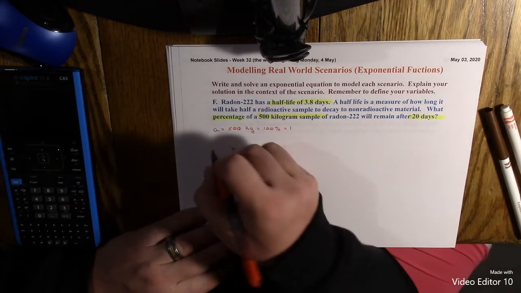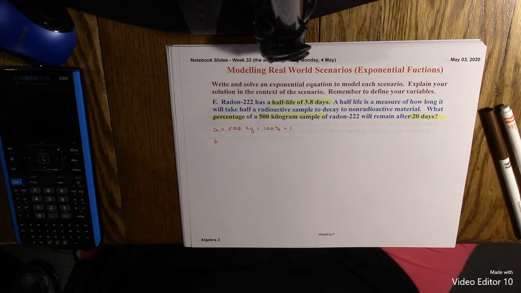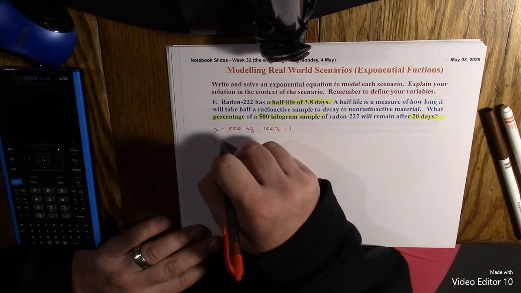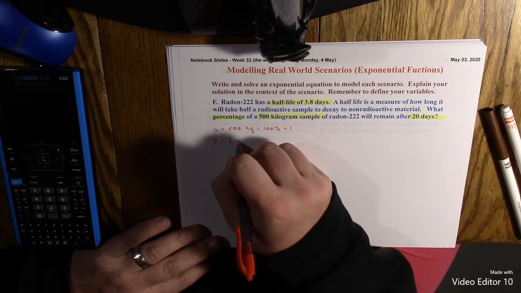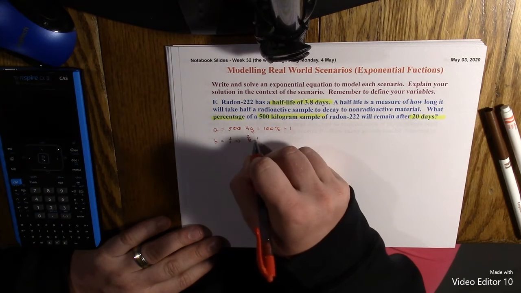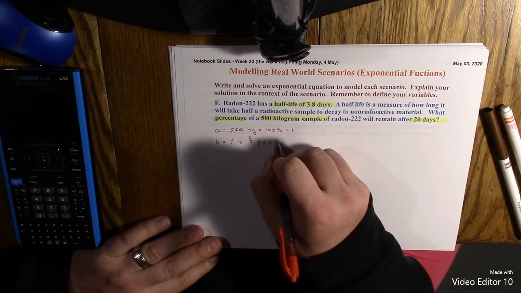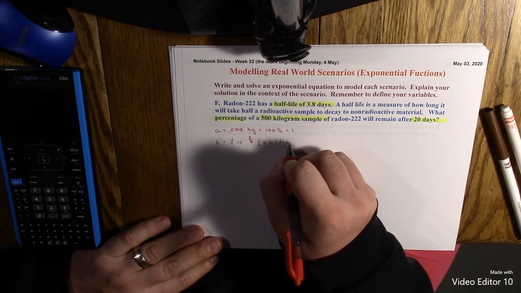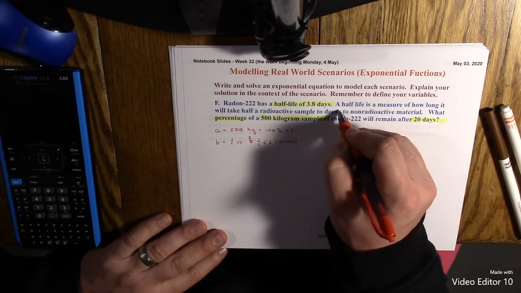Now our b value. Remember half-life? Half of the sample decays. So that's telling us very clearly that our b value is 1/2. And since 1/2 is less than 1, this is decay, which fits into the fact that the problem uses the word decay.